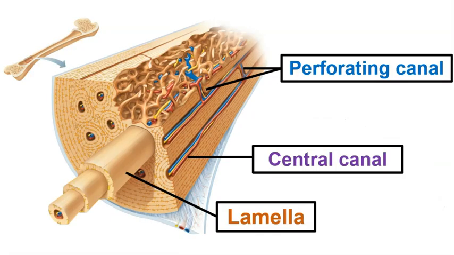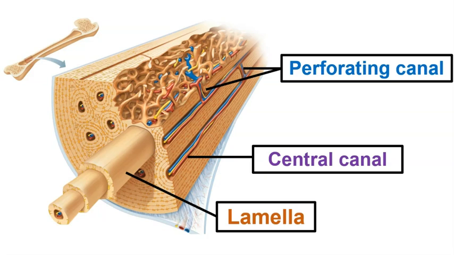So central canals of adjacent osteons are connected by perpendicular channels called perforating canals. These perforating canals essentially give a place for the blood vessels and nerves to wind their way through the bone and make their way to all parts of the bone and bone tissue.